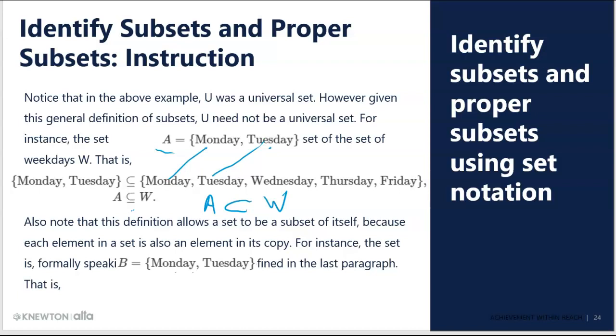So any set is a subset of itself, but is not a proper subset of itself. So, formally speaking, if set B is Monday, Tuesday, you can say A is a subset of B. You could also say B is a subset of A. But you can't take these equal signs off, because B and A are actually equal. We've talked about equal sets, or we will. So that's a subtle thing. If set C only contains Monday, then set C is both a subset of B and a proper subset of B.